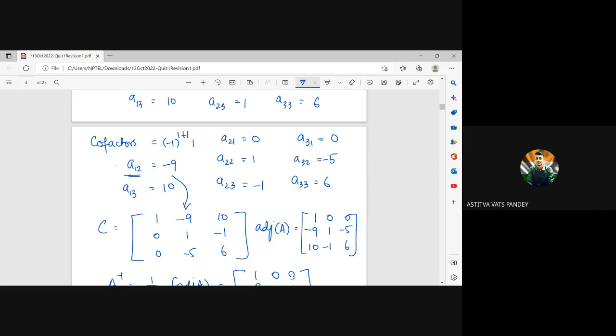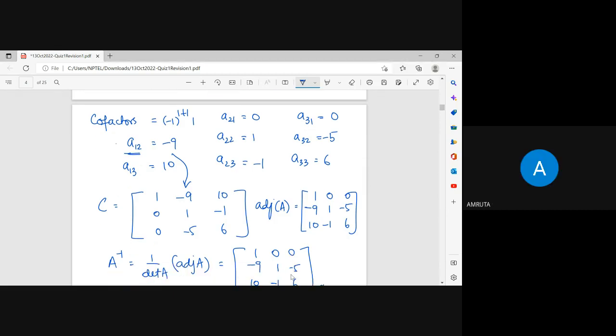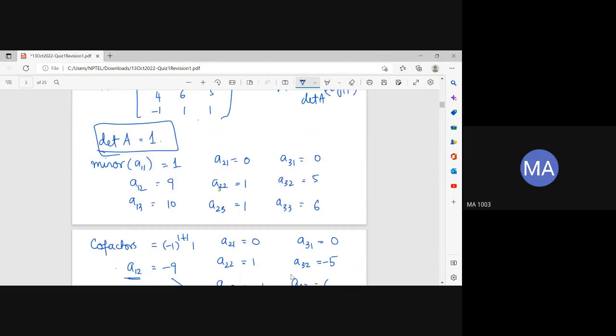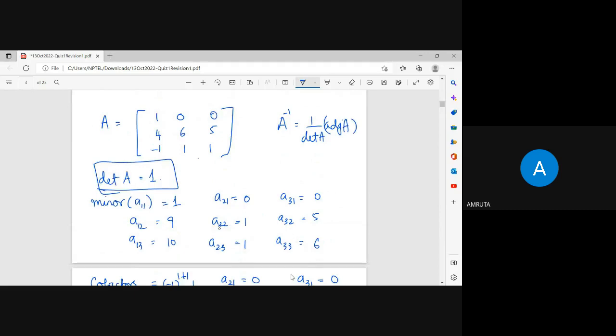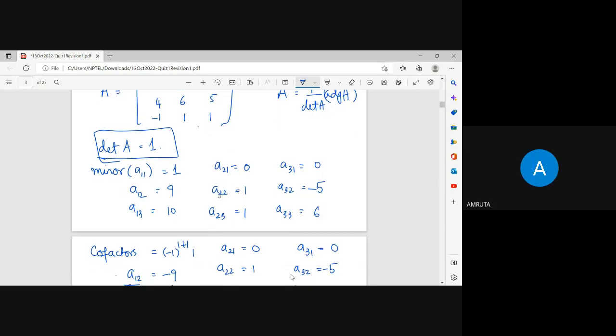Ma'am, someone asked in the chat whether minors can be negative. Yes, minors can be negative. Here we got all positive, maybe that's why the question came. If the minor here was minus 5, what would the cofactor be? It would be plus 5, since it is minus 1 to the power 2 plus 2 times minus 5. Minors can be any number.